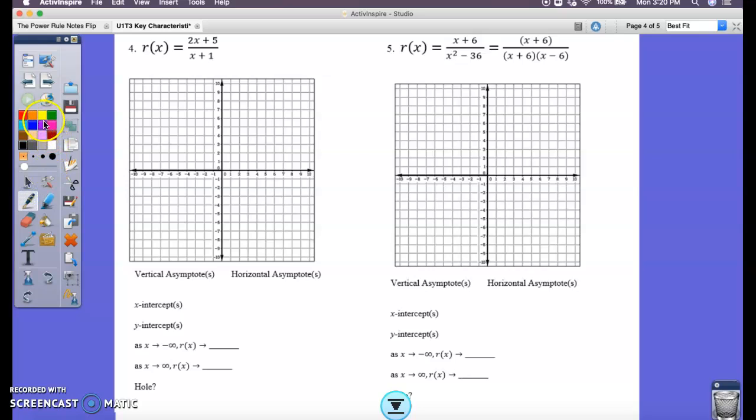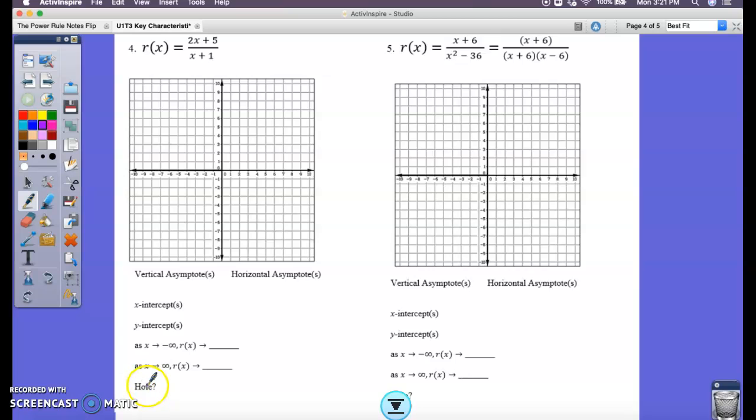So for number 4, we're going to look at r of x, and I think on your worksheet it might say s of x, and I apologize. It doesn't really matter there. What matters is the equation here. So we're going to find all the awesomeness: the vertical asymptote, or totes, the horizontal asymptote, which always has one, the x-intercept, the y-intercept, talk about end behavior, and if there's a hole.